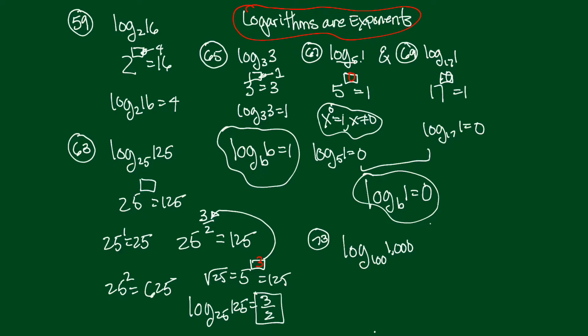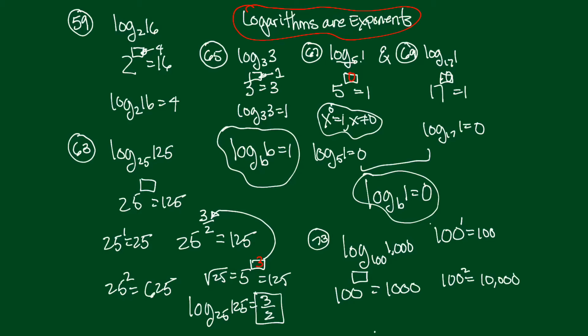73, we're looking at the logarithm base 100 of 1,000. Now logarithms are exponents. Exponents go on bases. So what exponent are you going to put on this base of 100 to get you to 1,000? Well, we know this. This is similar to that number 63 we did a while ago. We know that 100 to the 1 is equal to 100. Then we know 100 squared, that's 10,000.